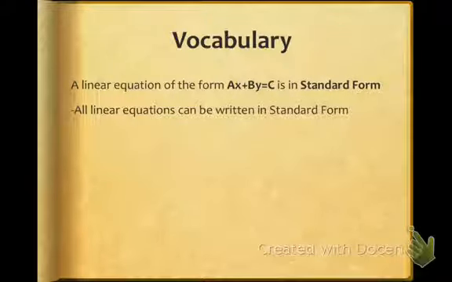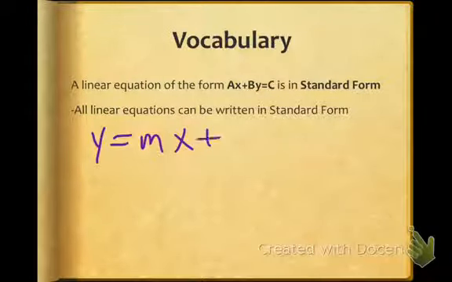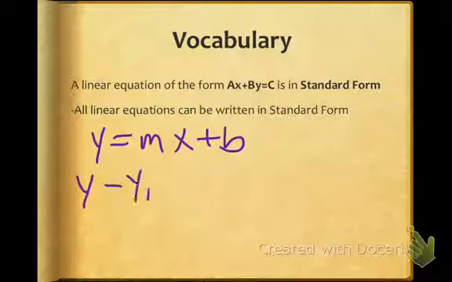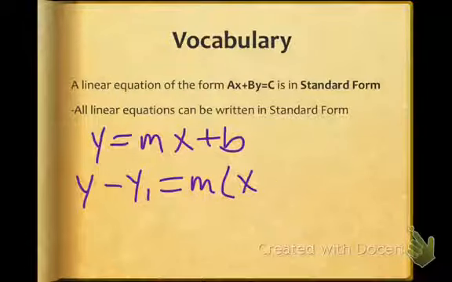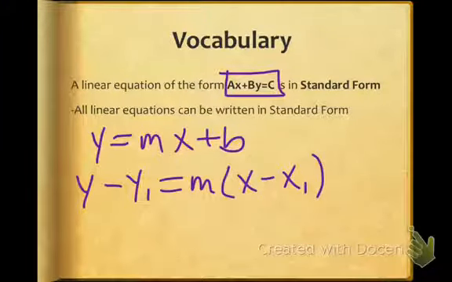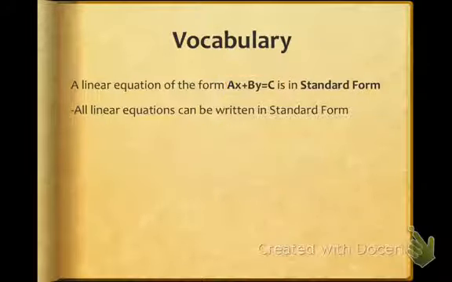But remember, we also already know two other forms for linear equations. So we know slope-intercept form, y equals mx plus b. And we also know point-slope form, y minus y1 equals m times x minus x1. And so standard form is just another way to write linear equations.